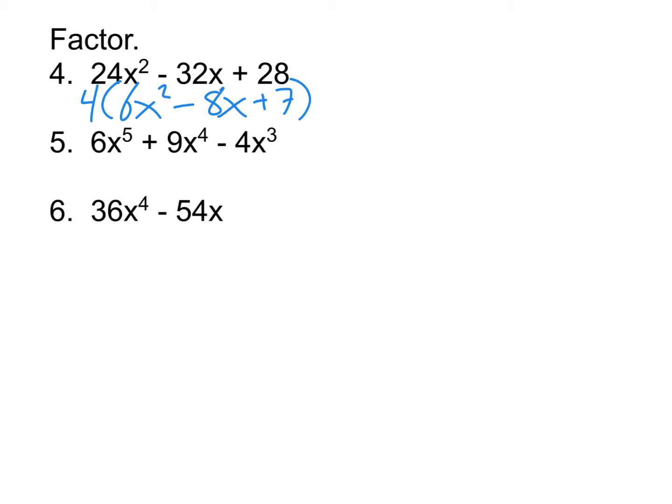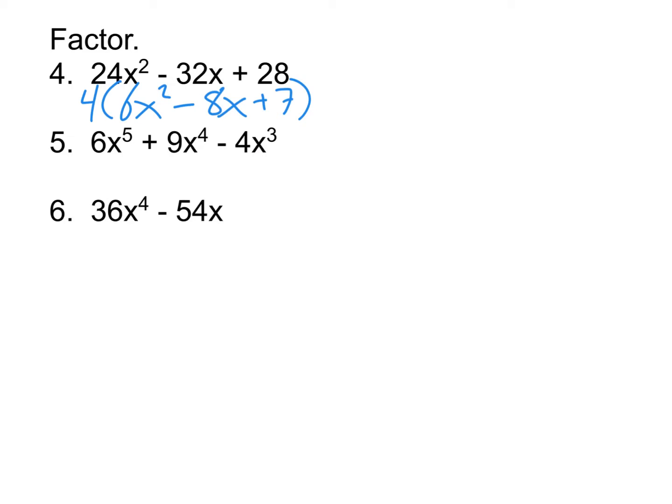All right, now on to number 5. In number 5, as I take a look at this, 6, 9, and 4, there's no numbers that go into that other than 1, and of course we aren't going to factor 1 out because we could always do that. We just keep going on and on forever factoring 1 out. But you'd notice that there is an x in every single one of these terms.